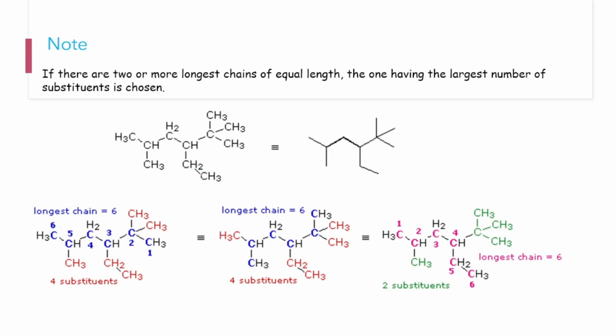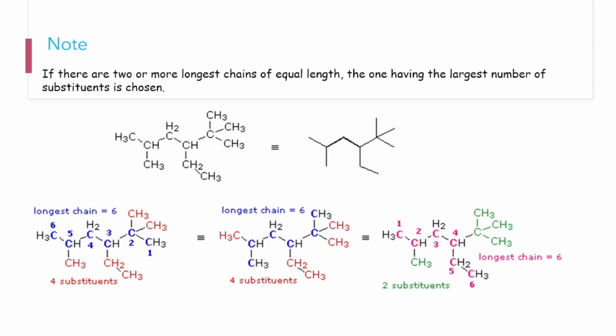If we have this compound and I would like to give it a name, the first step is to choose the longest carbon chain. As you can see here in this compound, there are 3 possible numberings, and all the chains have the same length. For example, I can start from here, 1, 2, 3, 4, 5, 6, in blue. This is a longest carbon chain, and there are 6 carbons.